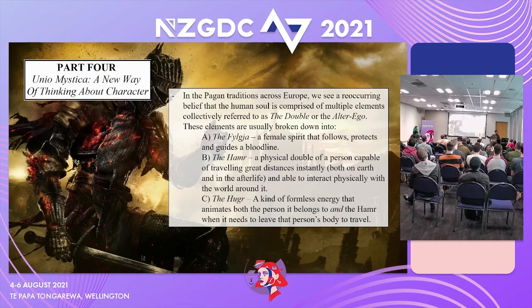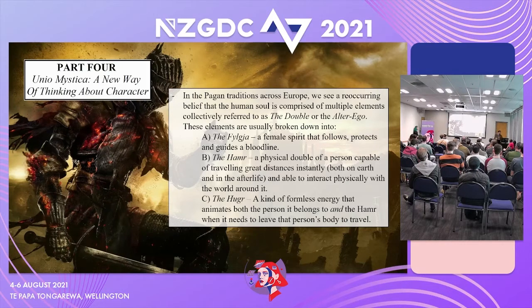So the Germans broke it down into the Fylgja, which was a female spirit that follows, protects, and guides a bloodline. It was basically taken over by Christianity eventually, and became like the guardian angel concept, but this is where it comes from originally. Then you have the Hamr. This is a physical double of a person capable of traveling great distances instantly, both on Earth and in the afterlife, and they are able to interact physically with the world around them.